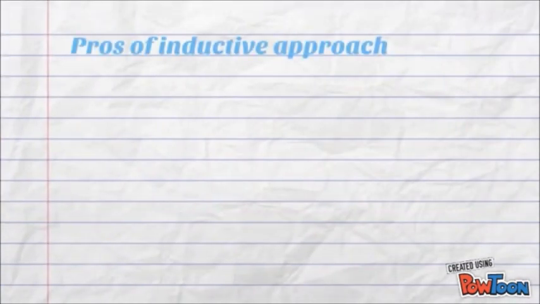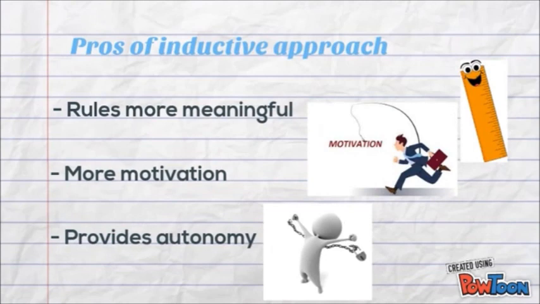Now let's talk about the pros and cons of the inductive approach. Let's start with the pros. The pros are that rules are more meaningful, there is more motivation, and it provides autonomy. Rules are more meaningful because they discover the rules. More motivation because as they discover the rule, they think and believe they are doing well. And it provides autonomy because nobody is giving them the rules, they are discovering them.